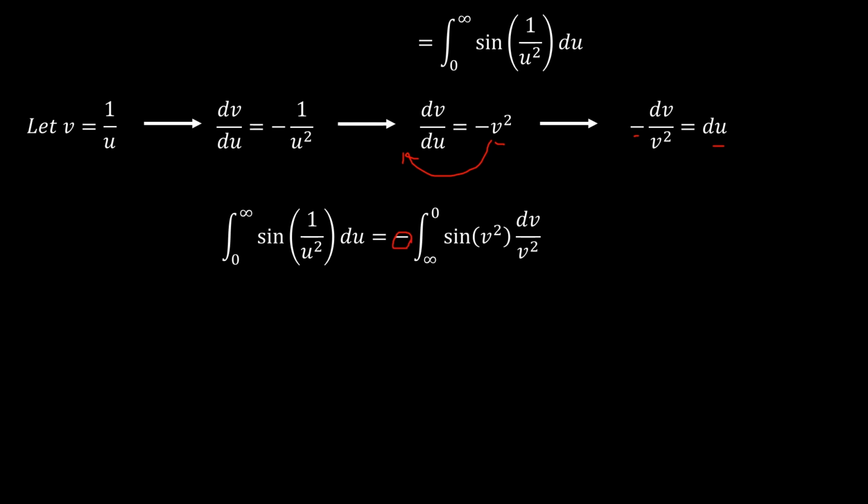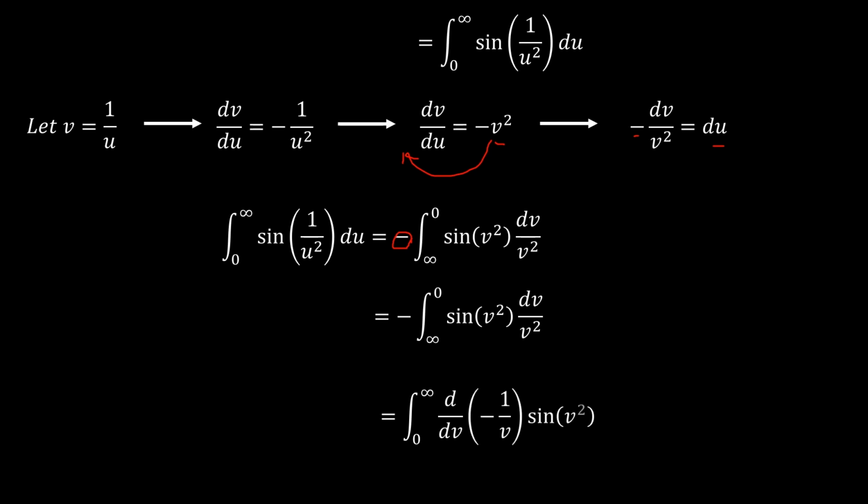Now, as is known with many integration approaches, when you have a negative sign here, you can negate that by simply flipping the interval. And so now integrating from v equals 0 to infinity, and then looking at this 1 over v squared, 1 over v squared is the same as the derivative of negative 1 over v. And so we're going to approach this as an integration by parts problem.